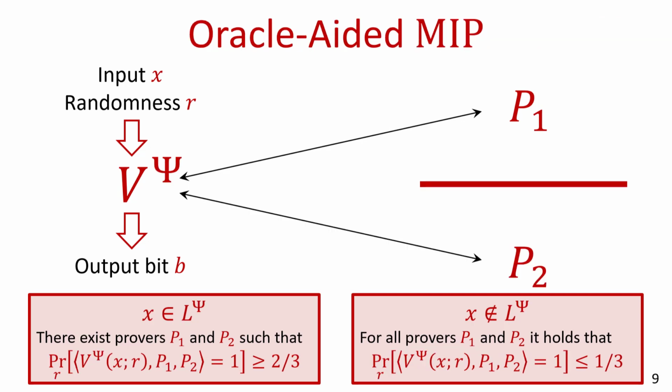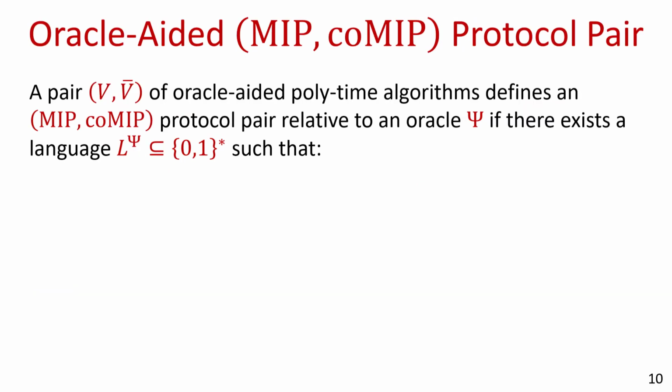Now, since we want to capture a black box use of cryptographic primitives, we consider Oracle-aided proofs where the verifier can use a primitive psi using Oracle queries. And now the corresponding language can depend on the specific Oracle.